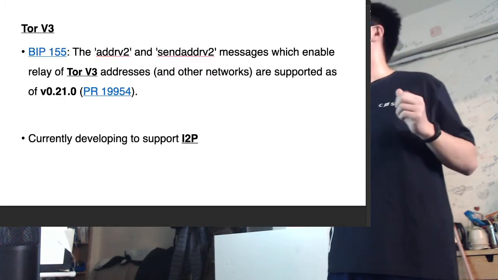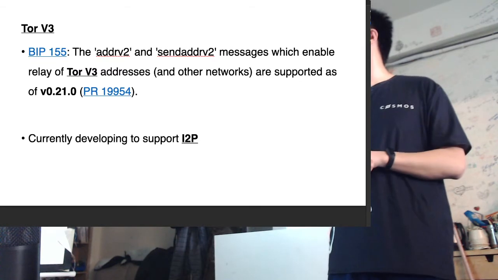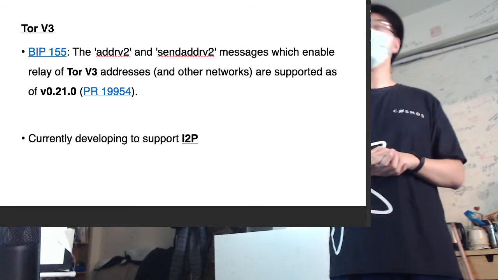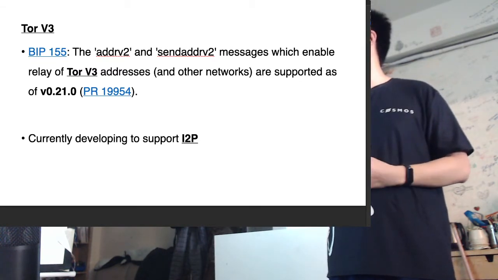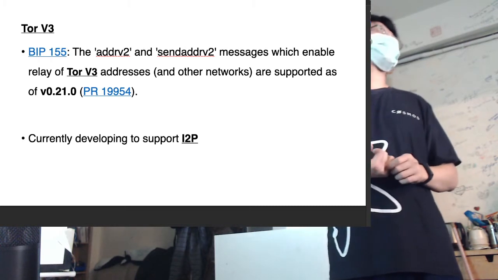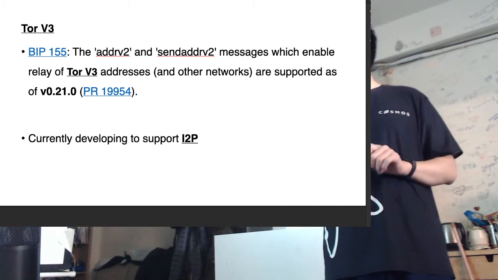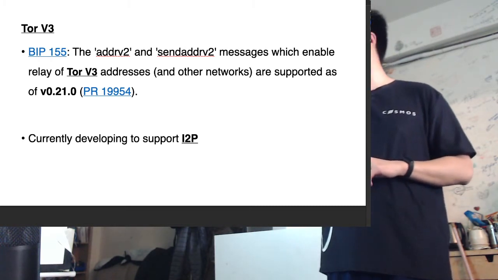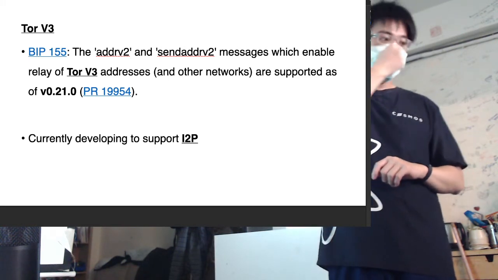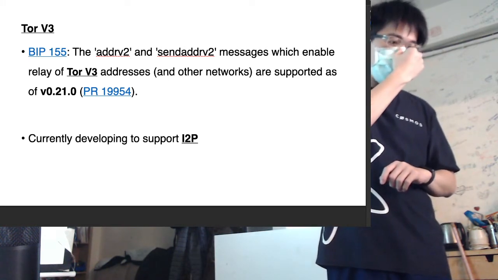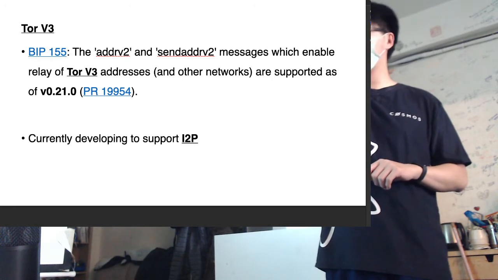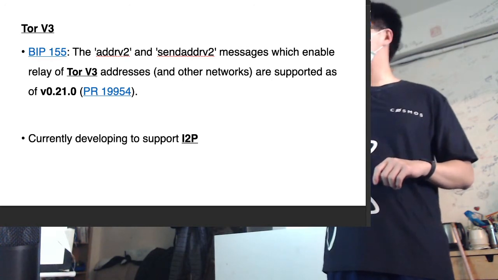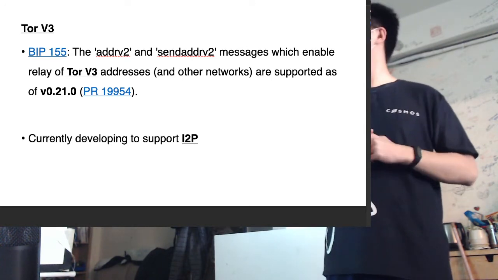Okay, and BIP 155 is for Tor version 3, and it's already been done. Yeah, just 1 month ago or 2 weeks ago. Yeah, you can already use it. And now one guy called Wupas is designing and also writing the code for the I2P support.